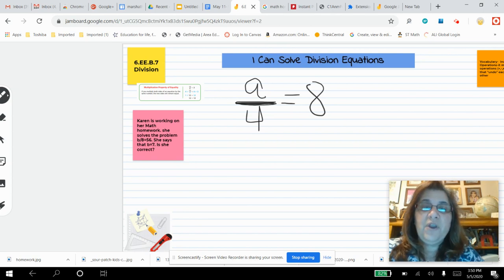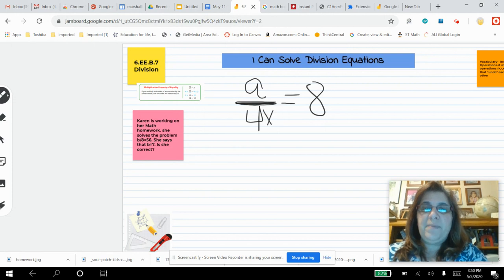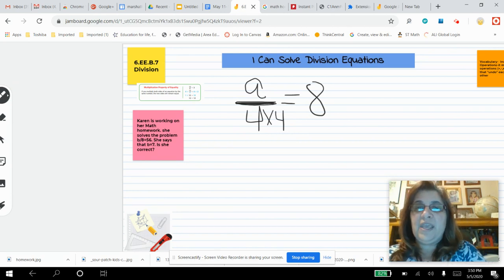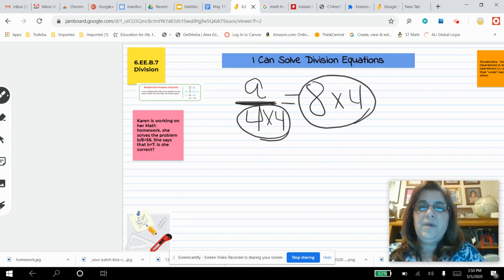Now, to figure out a division problem, we have to do the opposite, which means that we're going to multiply. So I'm going to take that 4 and multiply it by 4. Whatever I do to one side of the expression, I have to do to the other side of the equal sign. So if I multiply this side by 4, I have to multiply this side by 4. All I'm going to have left on this side is A, and A is going to be equal to 8 times 4, which is 32.